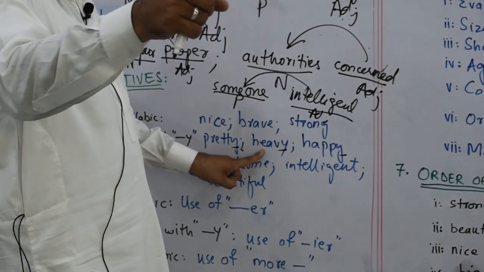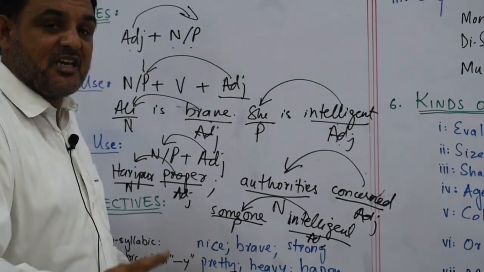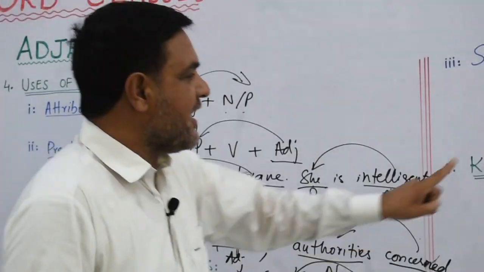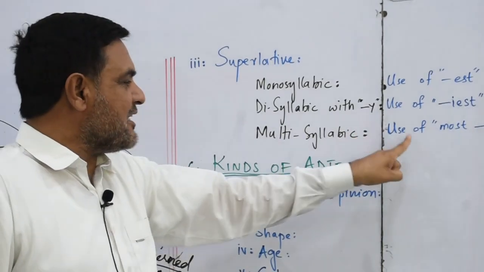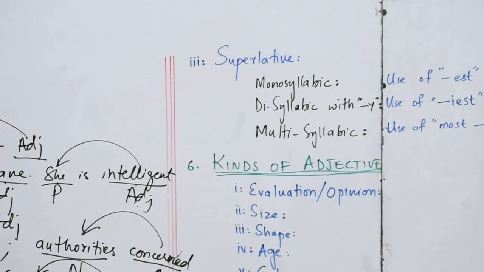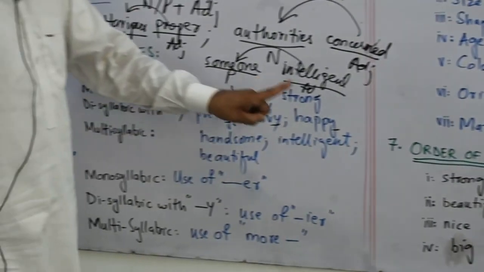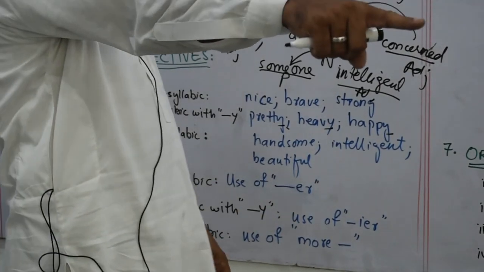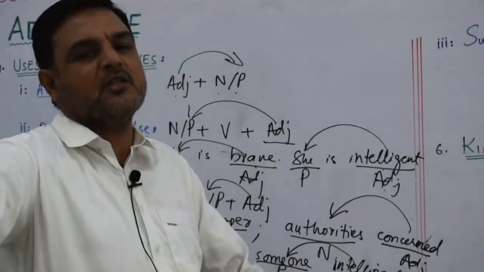He is the heaviest man. She is the prettiest girl. So you can use that. And in the same way, we can say multisyllabic, there is a use of most. You will use most handsome, most intelligent. He is the most intelligent student of the class in comparison with all the others.